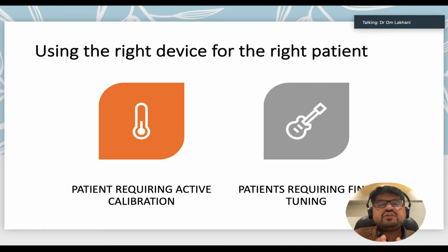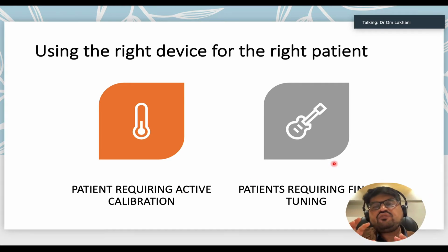So for a patient with type 1 diabetes, or a pregnant patient with gestational diabetes on multi-dose insulin, or a patient on basal bolus insulin, or a patient on steroids with very fluctuating sugars, all of these patients require active calibration. And when you have a patient who requires active calibration, that patient requires a real-time CGM or a flash CGM.